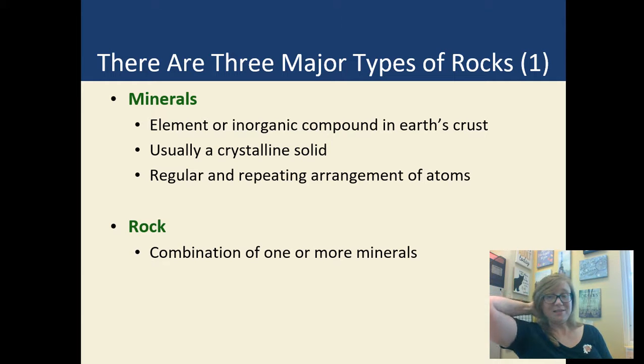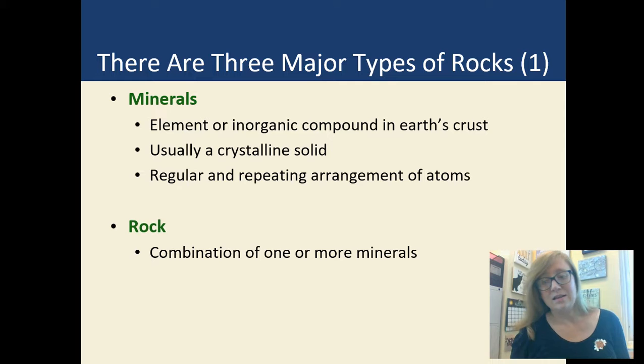Boy, it takes me back thinking about this kind of stuff, to be honest. So a mineral is an element, like a single element like carbon, or an inorganic compound like quartz that you can find in the Earth's crust. Usually these are crystalline solids. So what does that mean? Because that sounds kind of too advanced for me. A crystalline structure is when you have the atoms arranged in a certain pattern.